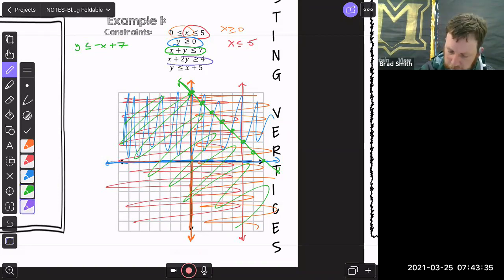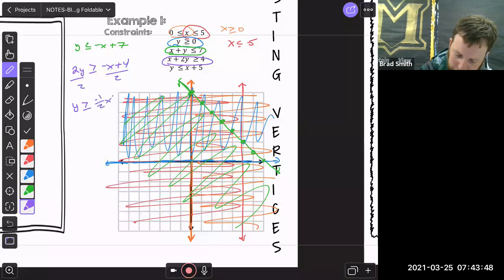Keep going to my next one. So x plus 2y is greater than or equal to 4. If I move that x to the other side, 2y is greater than or equal to negative x plus 4. Divide everything by 2. So y is greater than or equal to negative 1/2 x plus 2. A lot of the skills aren't going to go away. So plus 2, negative 1/2, so down 1 over 2, down 1 over 2. This side doesn't matter because it's not bounded. And we're going to shade above it.